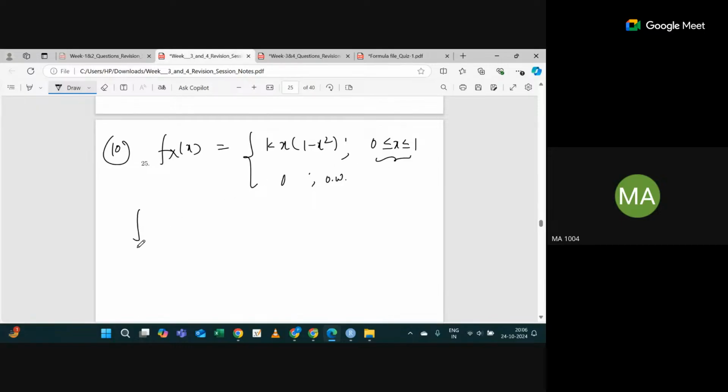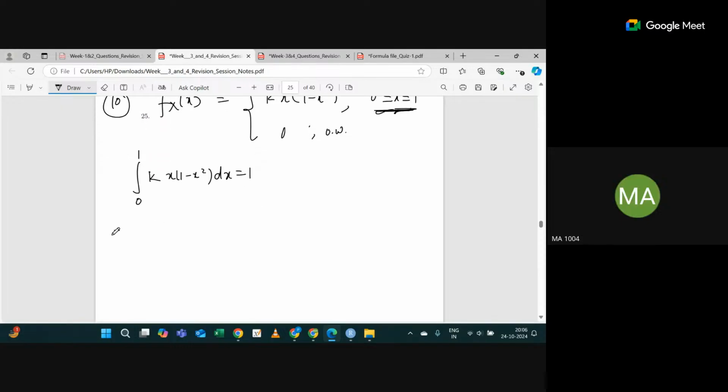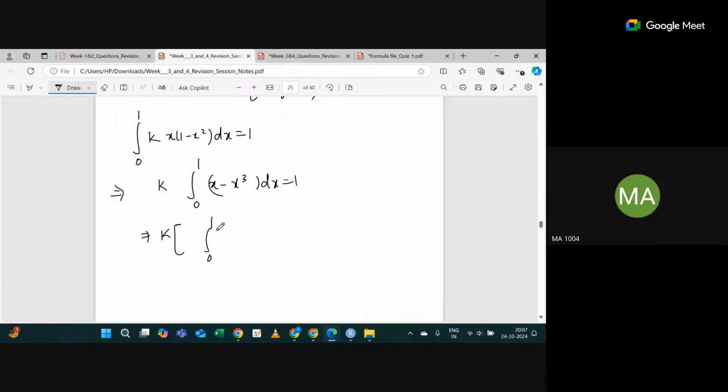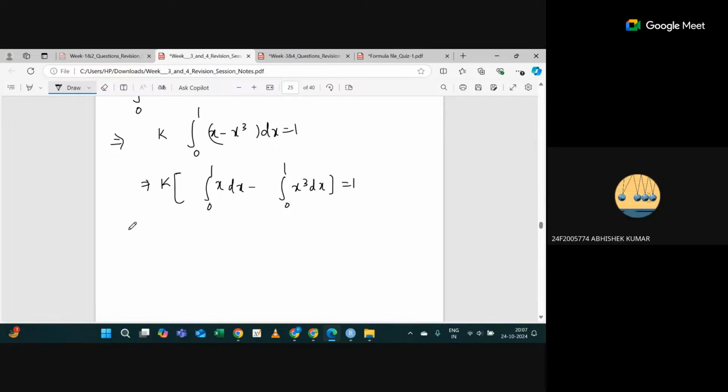Second is area under the curve will be equal to 1. So it will be 0 to 1, because the support is 0 to 1. The integral of K times x(1 - x²) dx should be equal to 1. Would you agree with me? Now k I can take outside. I can solve it like this: x minus x³. Now k I can integrate like this: 0 to 1 x dx minus 0 to 1 x³ dx equal to 1.